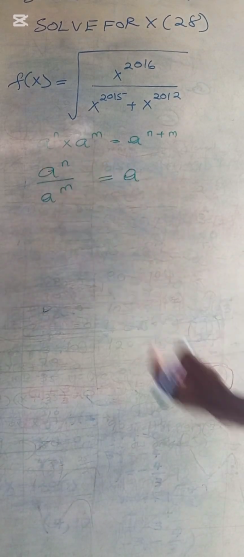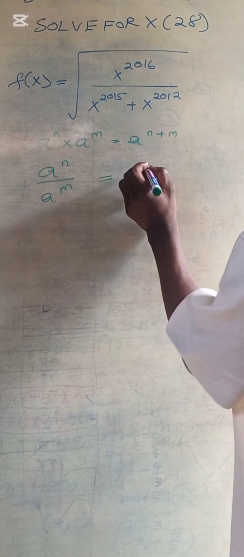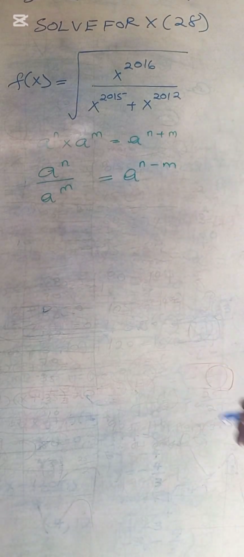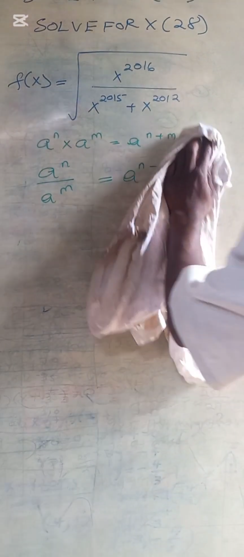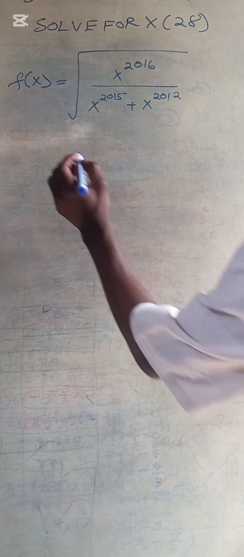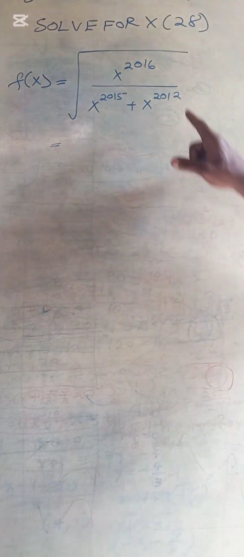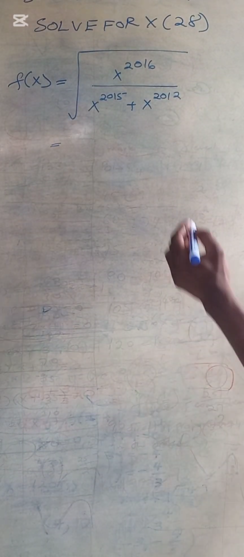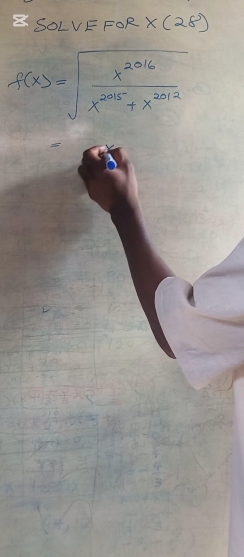So a to the exponent n divided by a to the exponent m is a to the exponent n minus m, right? Nothing hectic. So that's basically what's going to happen here. Laws of exponents. With this one, we want to reduce everything to the lowest exponent. The lowest exponent is 2012. We're going to reduce everything to the lowest exponent, which is 2012.